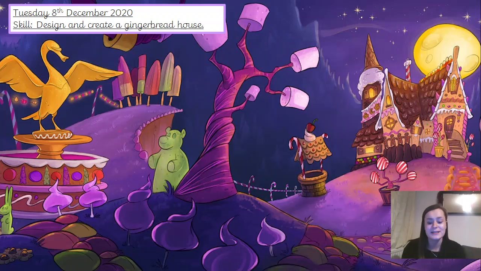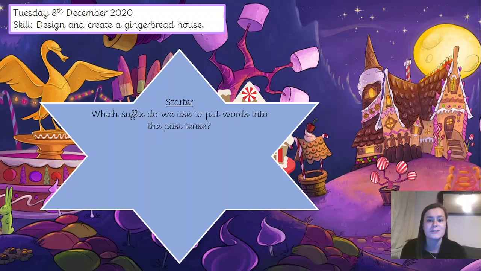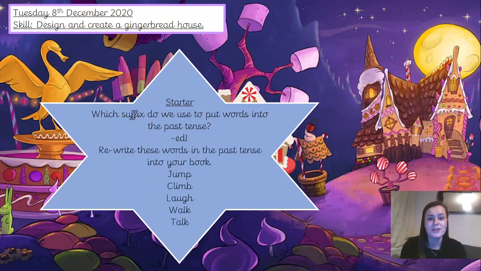Okay, so we're going to do some English now. And for your starter, which suffix do we use to put words into the past tense? So I hope you all said ed, the suffix ed. So remember, the suffix is a letter or group of letters at the end of a word that change the root word's meaning. So I would like you, please, for your starter today, to rewrite these words in the past tense into your book. So we've got jump, climb, laugh, walk, and talk.